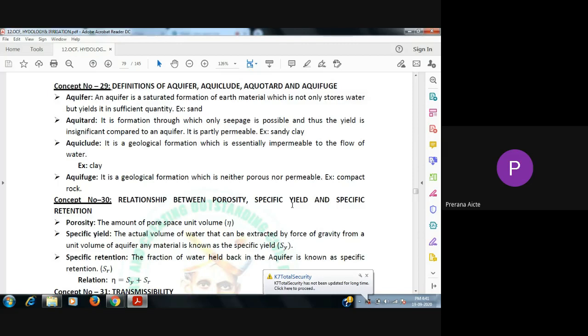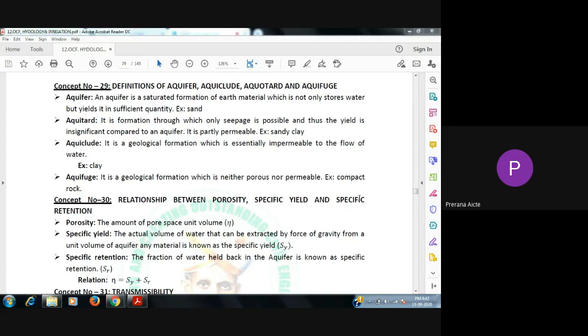Example is sand. Aquitard is a formation through which only seepage is possible, and thus the yield is insignificant compared to an aquifer. It's partly permeable. Example, sandy clay. So the aquitard is a formation through which only seepage is possible, but not transport. That is the difference between the aquitard and the aquifer.